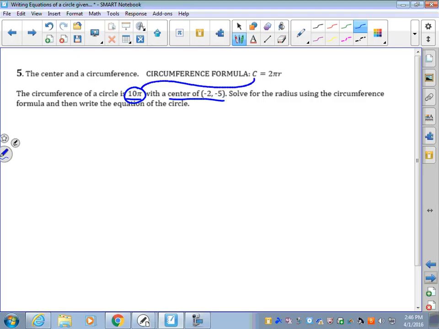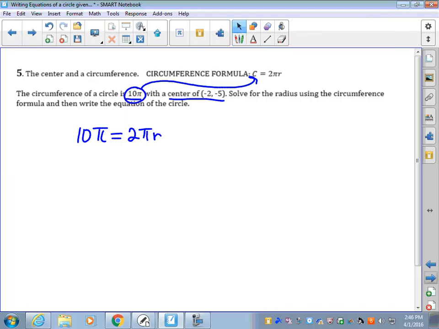Basically, I'm taking that and plugging it into that formula, to solve for the radius using the circumference formula, then write the equation of the circle. So basically, I have 10 pi, that's our C, is equal to 2 pi r. We're solving for r. The pi's will cancel out. I think you can do that. You can mentally just see that. What would the radius have to be? So I had 10 pi.